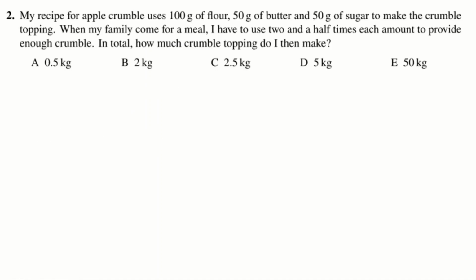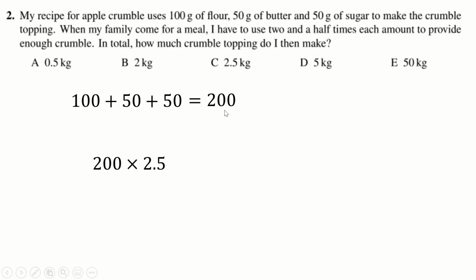Good. Question number two. There's a recipe for apple crumble topping. They're thinking about total topping, so let's just add these things together to get 200. And then doing 2.5 times 200, well, 2 times 200 is 400, half of it is 100, add it on, get 500. That's none of the options, but we just need to remember this transfers to 0.5 kilograms, not 5 kilograms or whatever. Good, because there are 1,000 grams in a kilogram.